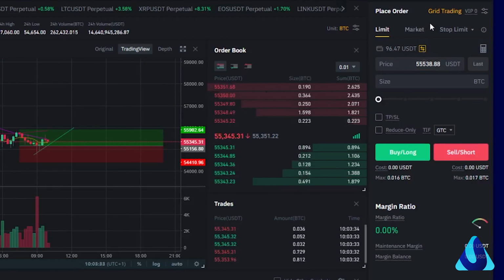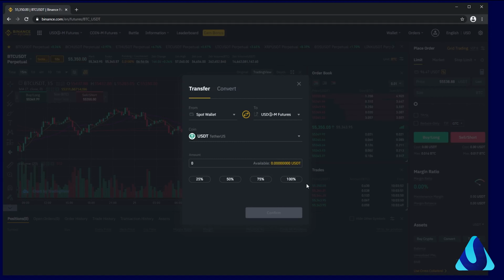If you haven't done Binance Futures before, this area will be grayed out, and it'll have a button that you need to press to create an account and to transfer funds. Once you've accepted the terms and you've created the account, you can come up to where the wallet is and click on these two little arrows. This will allow you to transfer money from your spot wallet that you initially deposited to trade, and you can select your USD Futures wallet and what coin you want to transfer over.